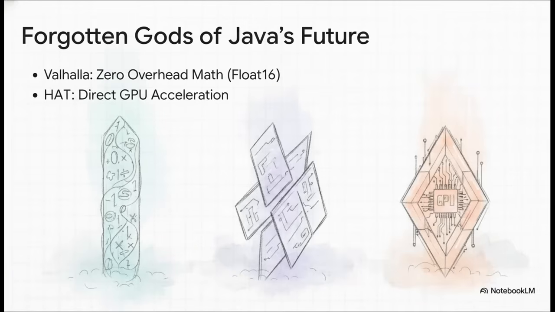And this builds into what some developers are playfully calling the forgotten gods of Java's future, the holy trinity of the JVM. Project Valhalla will soon introduce true float 16 value classes, giving us zero overhead type-safe math, which is absolutely crucial for AI. Project Babylon brings code reflection, allowing tools to deeply analyze Java code. And the Heterogeneous Accelerator Toolkit, or HAT, translates that reflection directly into optimized GPU kernels. Pretty soon, developers will write pure Java that translates directly into high-speed GPU execution, completely bypassing the need for Python or external model files entirely.